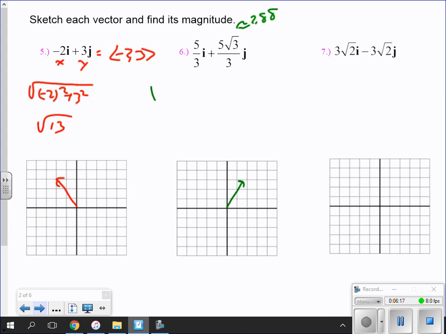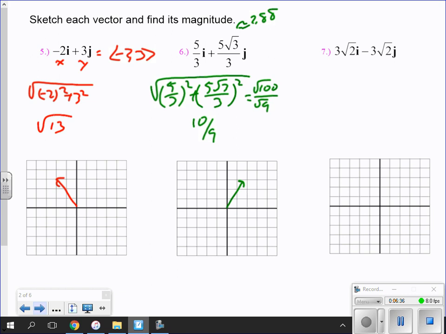And then the magnitude, and here's the fun part, 5/3 squared plus 5 root 3 over 3 squared. And you end up getting the square root of 100 over the square root of 9, which is 10/3 for our magnitude. So we have our direction and our magnitude.